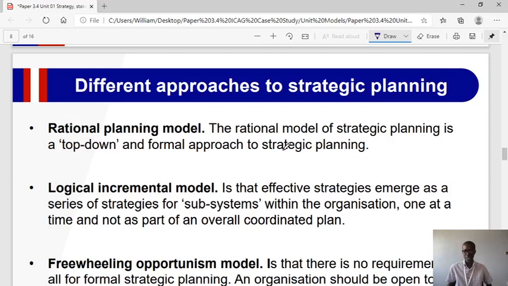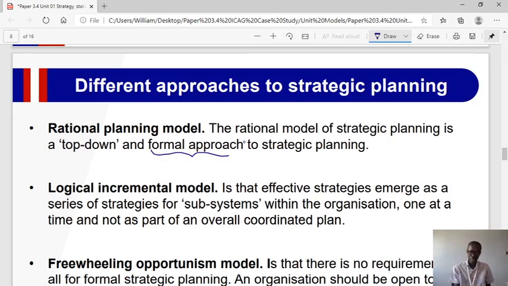And what is this one? The rational model of strategic planning is a top-down approach to strategic planning, meaning it is initiated by senior level management. They work on the whole process, and it is passed on to middle level management and lower level management. It's a top-down approach. Two, it is a formal approach, and we are going to look at the specific ways that we go about setting up a rational planning model.